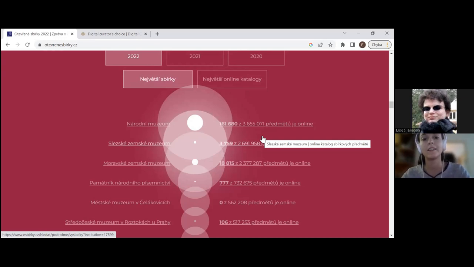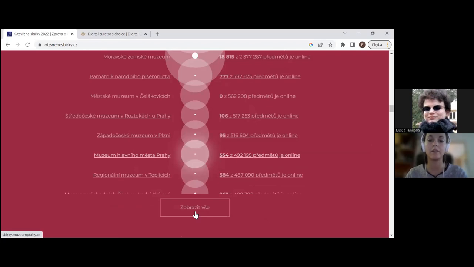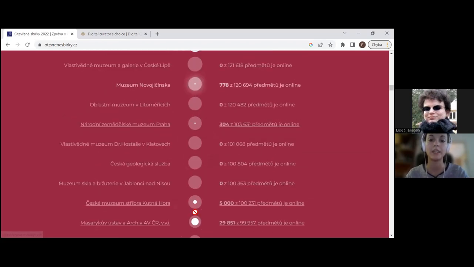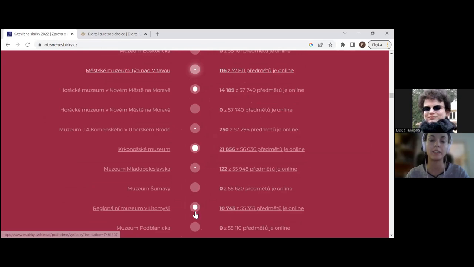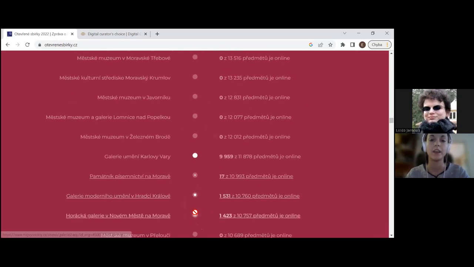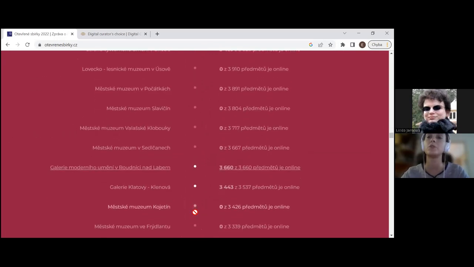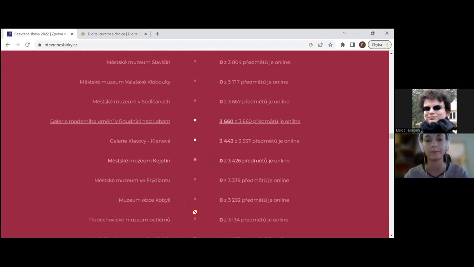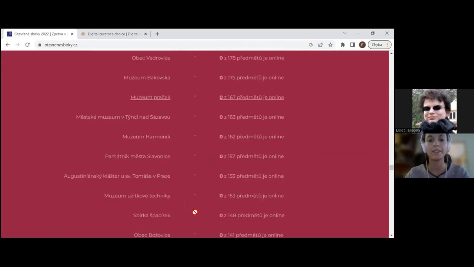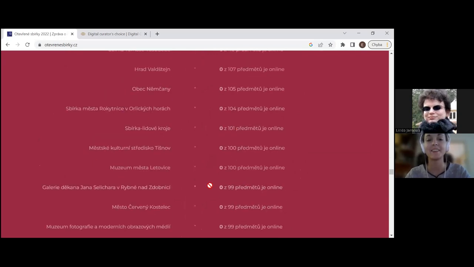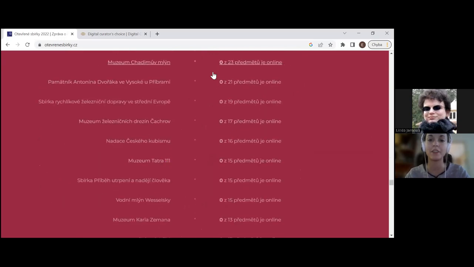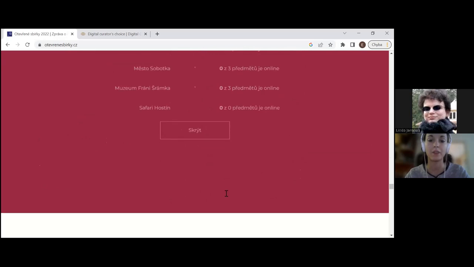So it's research only about how many items were digitalized. But down on the page, you can also see how many institutions are using this digitalization with the notice that they want to publish it freely on the internet. So you can see, in the big research, only a few institutions from them responded to our research, and only a few of them have something online.